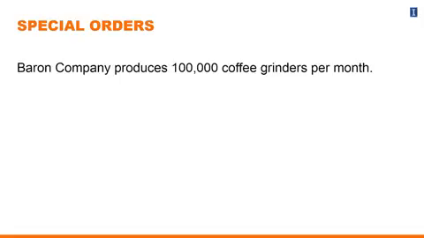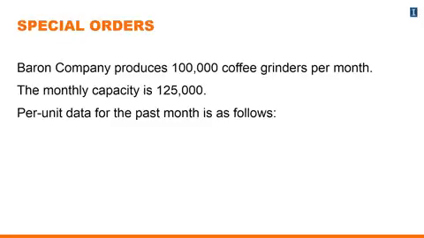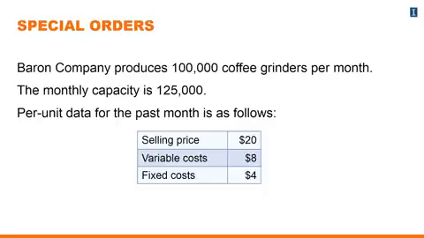Let's consider Behr & Company. Behr & Company produces 100,000 coffee grinders per month. The monthly capacity that they have in their facility is 125,000 units. So in essence, in this normal month, they're only using 80% of their available capacity. Per unit data for the past month, an average one, is as follows. The selling price of each coffee grinder is $20. The variable cost for each coffee grinder is $8, and it comes out to be $4 per unit on a fixed cost basis for each coffee grinder.